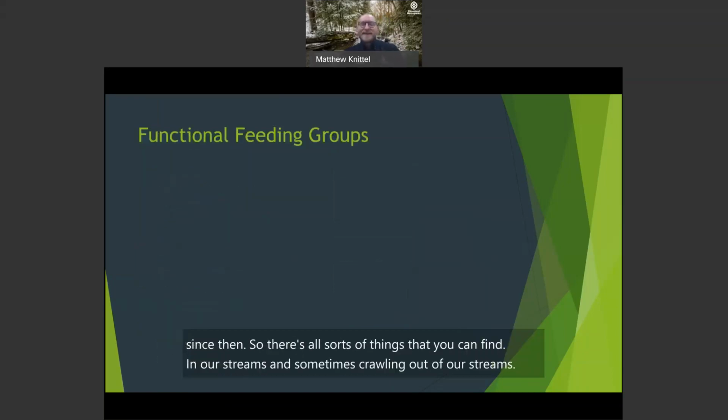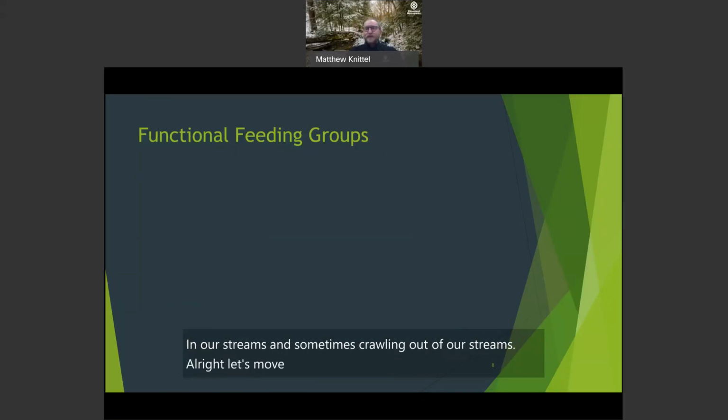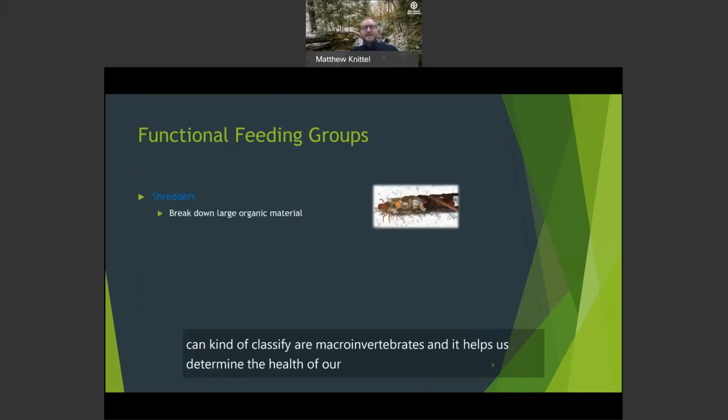All right, let's move on. So we're going to talk about our functional feeding groups, because that's another way that we can classify our macroinvertebrates, and it helps us determine the health of our stream. So first we have shredders. And so they're going to break down large organic material.